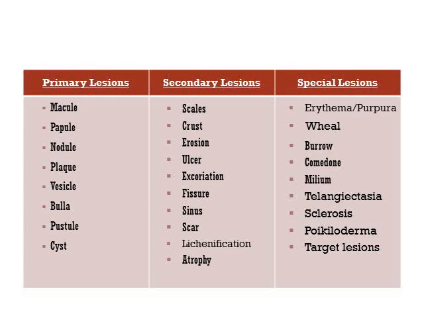Whereas secondary lesions are those changes which happen over time in the lesion, because of the course of the disease. That is what is a secondary lesion. These are scales, crust, erosion, ulcer, excoriation, fissure, sinus, scar, lichenification, and atrophy.